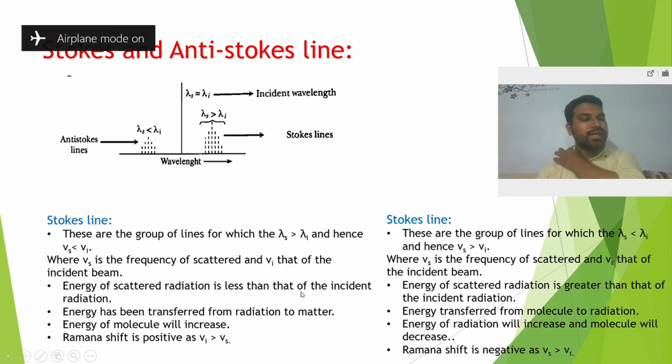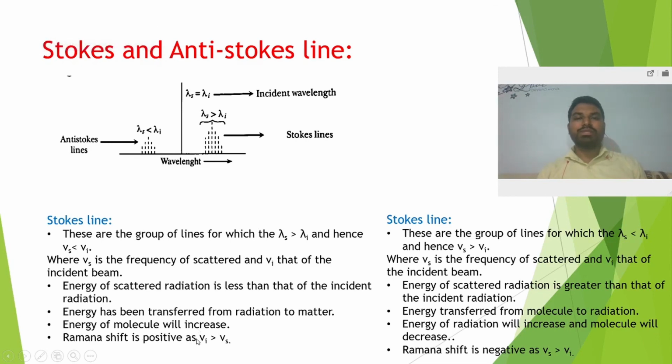Energy of scattered radiation is less than that of the incidence radiation. Energy has been transferred from radiation to matter. Energy of the molecule will increase. Hence, the Raman shift is positive, as the frequency of the incidence beam is greater than the frequency of the scattered light.